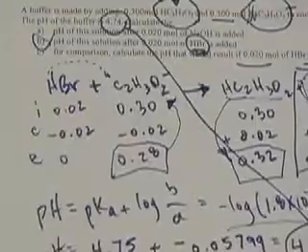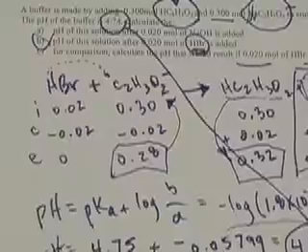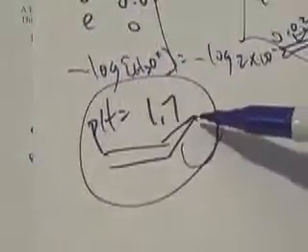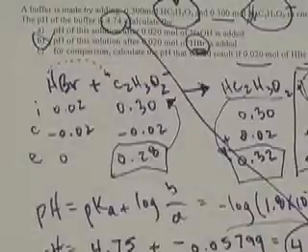And if you remember back to the problem we did a little while ago, if you just add this same amount of acid to water, you ended up with a pH of 1.7. Wow, buffer works pretty good. That's exactly what a buffer is supposed to do.